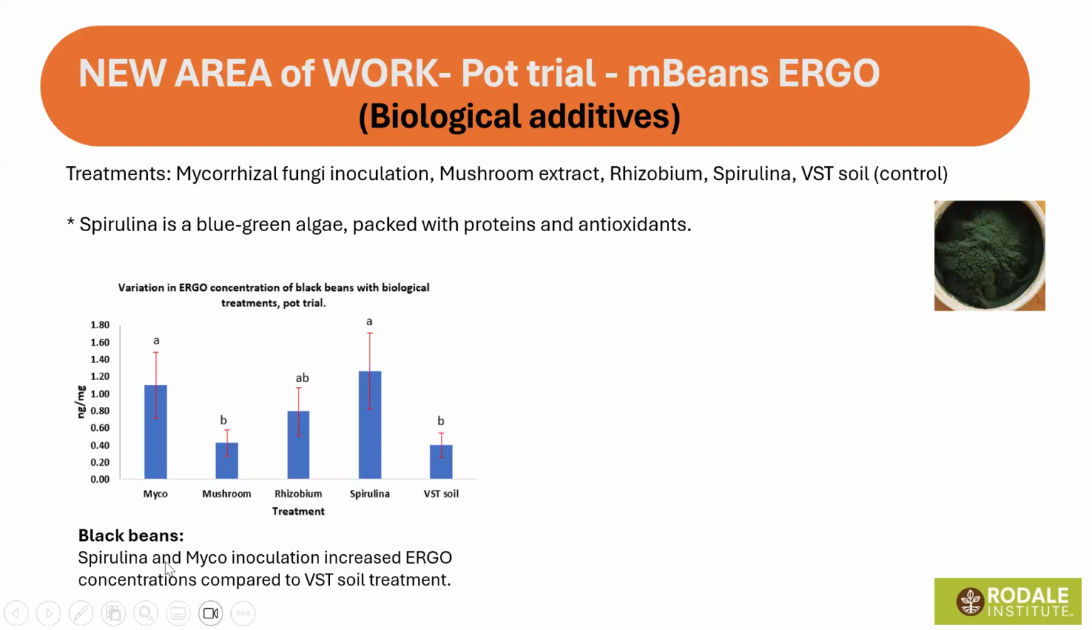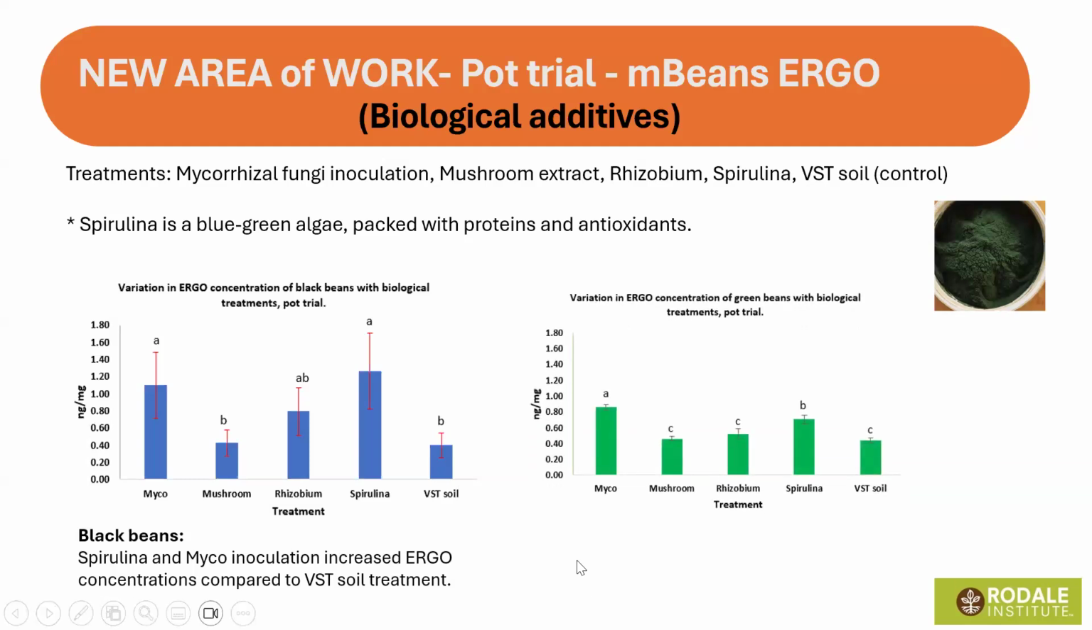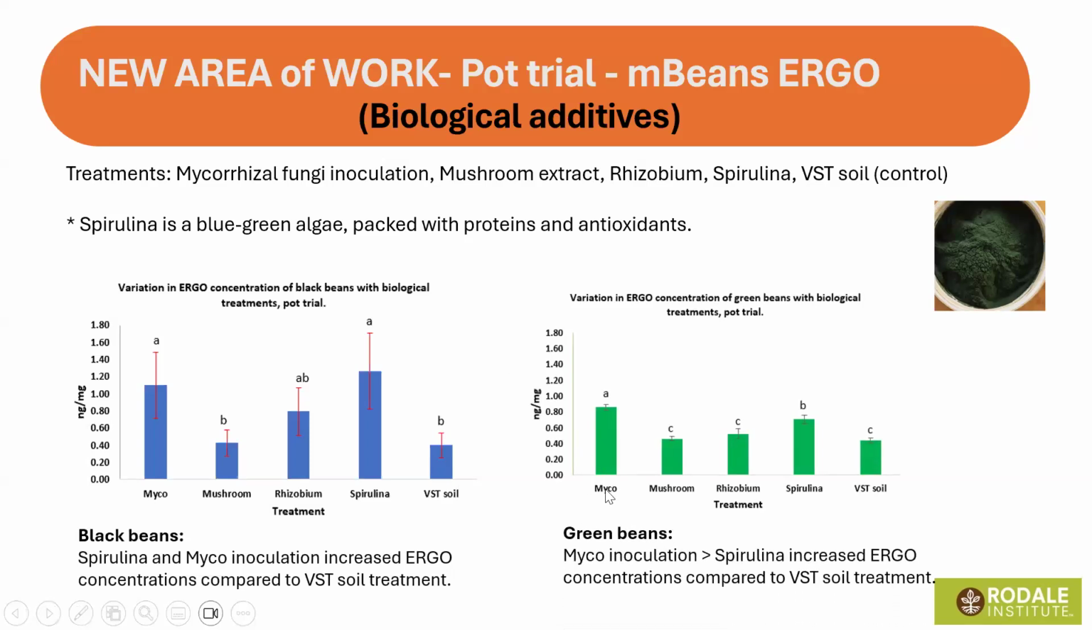Now, comparing this to the green beans, we found that the winner was the inoculum with the mycorrhizal fungi, followed by spirulina. And you could see that any of those were less than 1 nanogram per milligram, or milligram per kilogram, but black beans has more of the ergothioneine than what green beans has. But mycorrhizal inoculation still was the biological treatment that could improve it when you compare it to soil alone in both green bean and black bean.